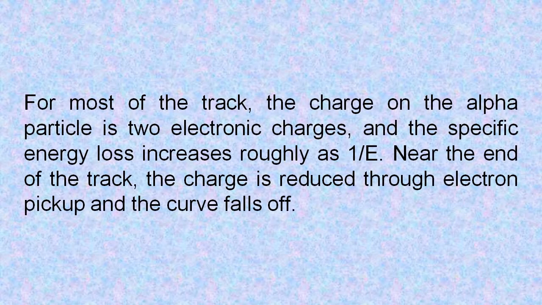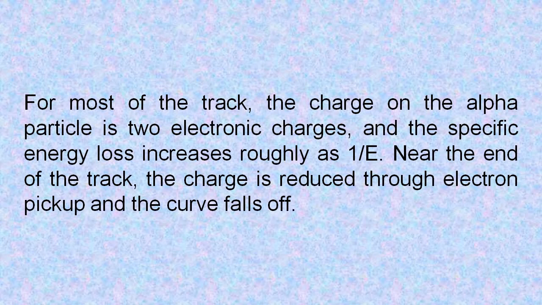For most of the track, the charge on the alpha particle is 2 electronic charges. We are considering an example of an alpha particle, and the specific energy loss increases roughly as 1 by E. That means it is inverse of E. Near the end of the track, the charge is reduced through electron pickup and the curve falls off.